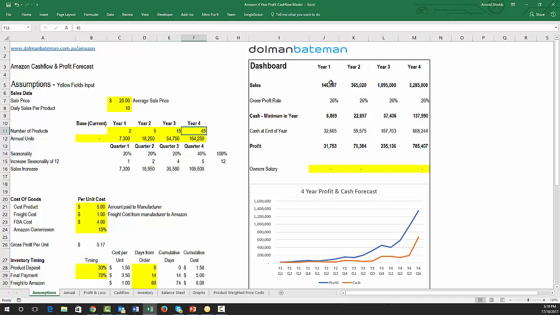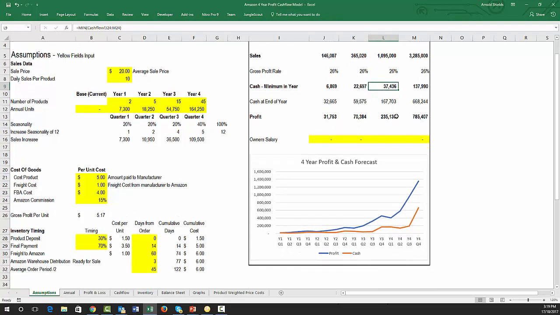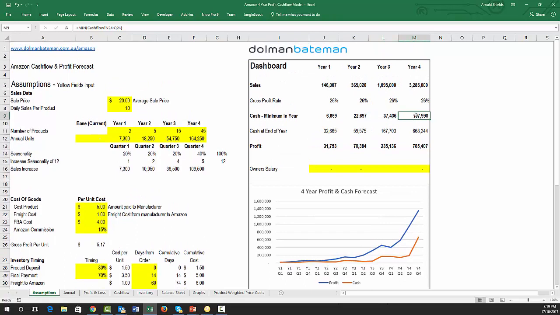Pretty rapid growth. I mean, sales from 146,000 to 3.2 million. This is achievable. People do this. And we can see here an interesting thing is the minimum cash requirement is that we need $6,000 in the first year, and the minimum cash goes up to $22,000. In the third year, it goes up to $37,000, and in the fourth year, we've got really $137,000.